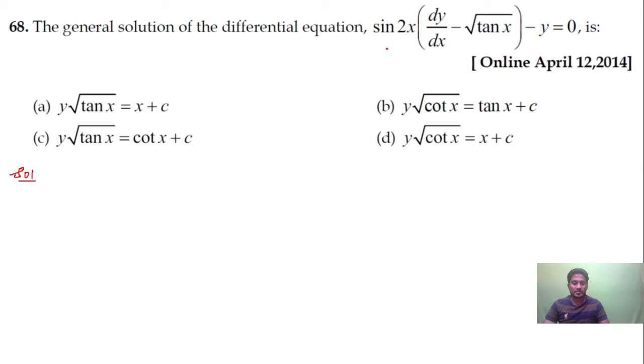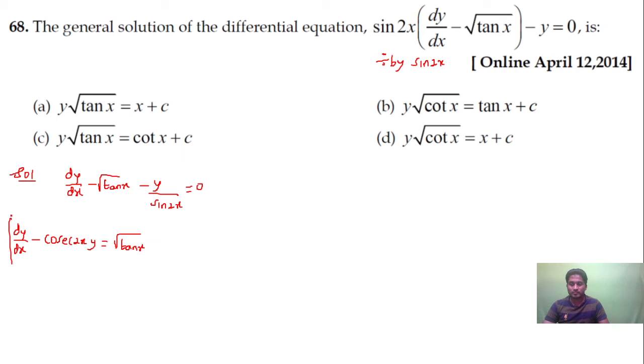Okay guys, let's bring this to standard form. Here if I divide by sin 2x, so this becomes dy by dx minus root of tan x minus y divided by sin 2x is equal to 0. I'm dividing throughout by sin 2x, so this can be written as dy by dx minus 1 by sin is cosec, so this is cosec 2x into y is equal to root of tan x.